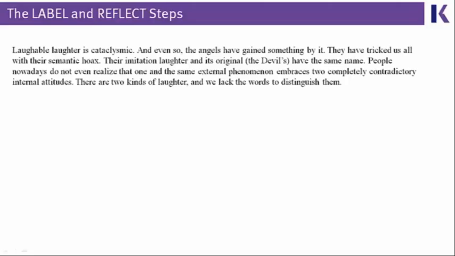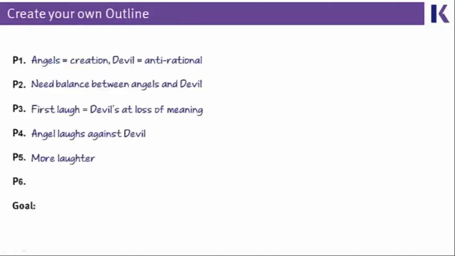Going into your label for paragraph 6, you want to write something along the lines of what the author's main point is. Laughter has two meanings, at least two meanings that the author has told us about. There's the laughter at the loss of meaning or the twisting of meaning, that's the devil's laughter.